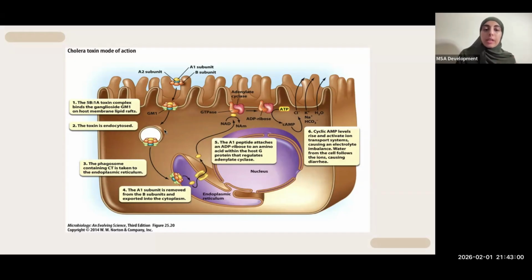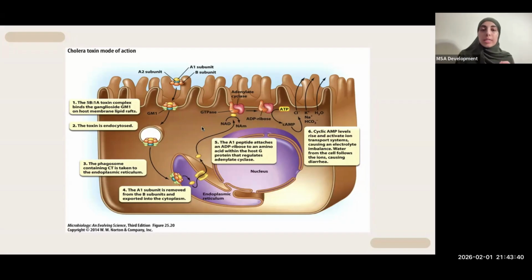The B binds, and then it's taken inside, and then this phagosome will take it to the endoplasmic reticulum where it will be processed. The A part of the toxin will be removed and it will go to do all of its function. The main thing that the A subunit does is it attaches to this ADP ribose, okay? It attaches to the G protein of adenylate cyclase and activates adenylate cyclase to produce more cyclic AMP. If you remember from basic biochemistry, adenylate cyclase is an enzyme that produces cyclic AMP.